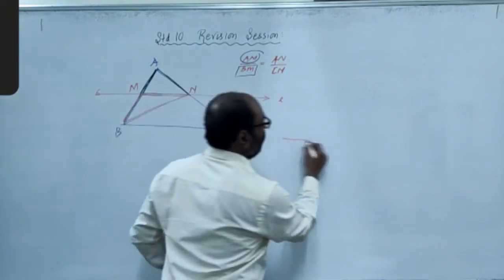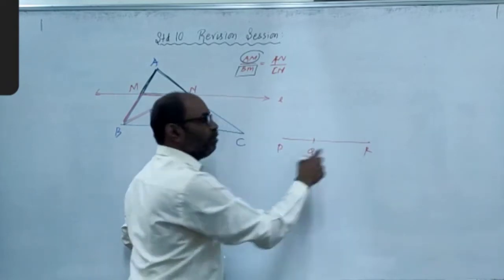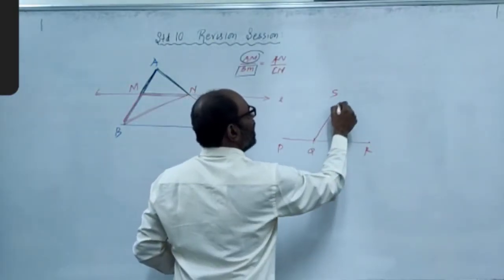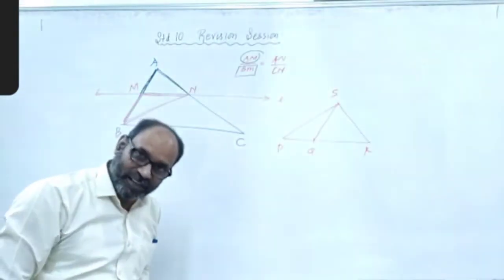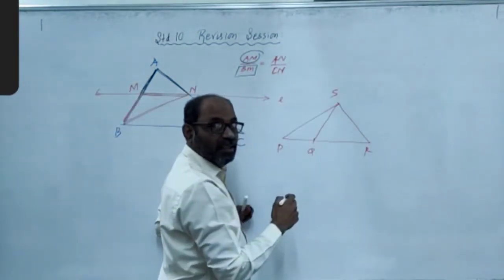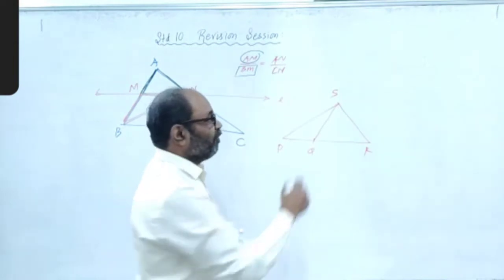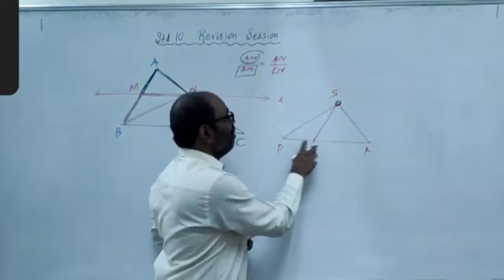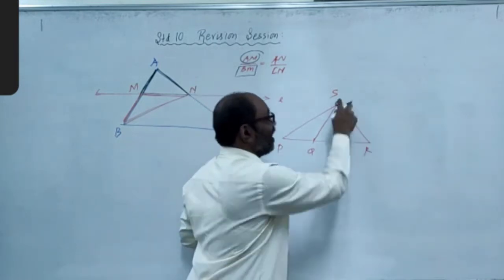Very interesting. See this situation here: P, Q and R are collinear, and there's one point S. If you join PS, QS and SR, I'm getting three triangles. One is triangle PQS, the other is triangle QRS, and triangle PRS. But see, S is the vertex of all three triangles. Look, in PQS there is S, in QRS also S is a vertex, and in PRS also.